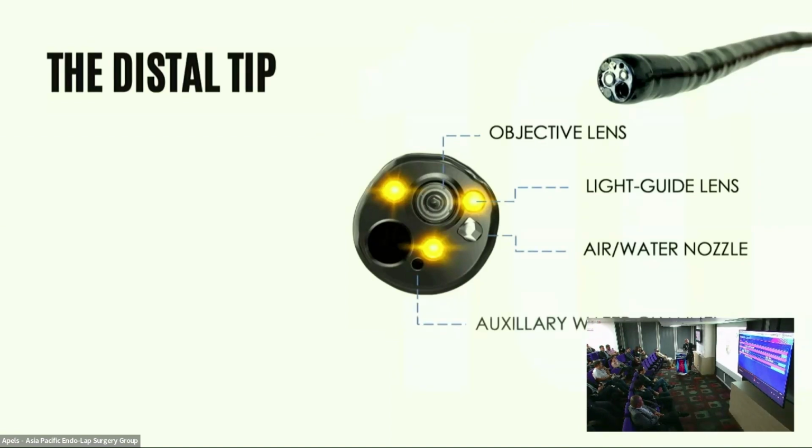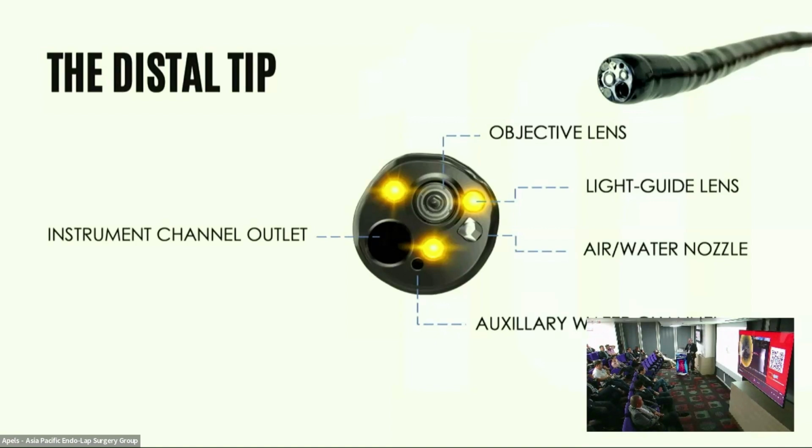And then this is the auxiliary water channel. Some may have, some may not have. The 180 series doesn't have an auxiliary water channel. Once the 190s came in, then you will have this auxiliary water channel. And then, of course, this is the instrument channel. And there are varying diameters for this, from 2.8 millimeters to the largest one, 4.2. So that's the basis of what you hear about 2.8, 3.7, a 7 French tube will not go inside the 2.8 millimeter channel.